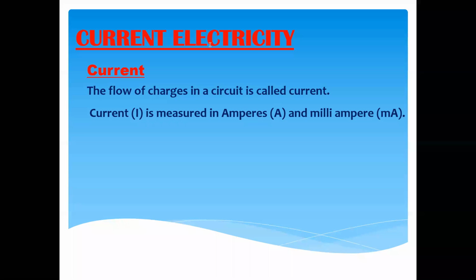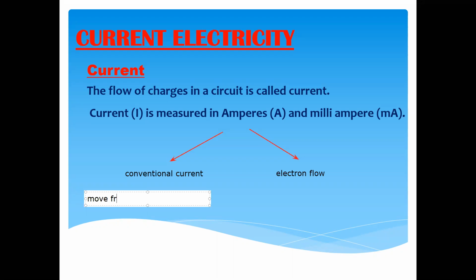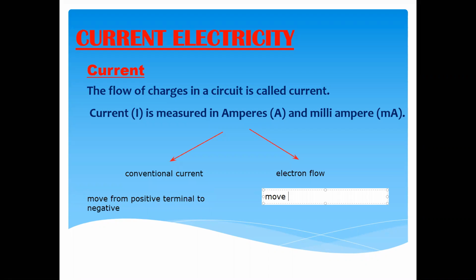Then for electrical current, we define two things. We say the flow can be conventional, or it can be electron flow. Conventional current means the current which moves from the positive terminal of the battery to the negative terminal. That's called conventional current, or simply current. And what is electron flow? Electron flow is a move from the negative terminal to the positive terminal of the battery. Because electrons are negative, they are attracted towards the opposite terminal.